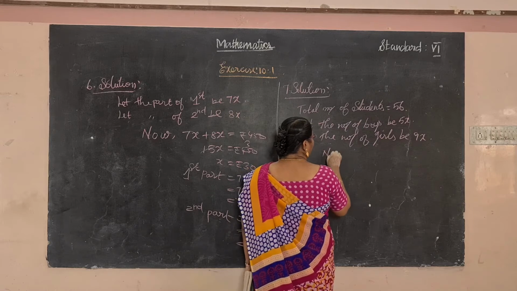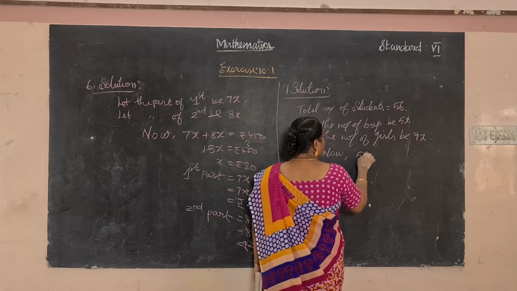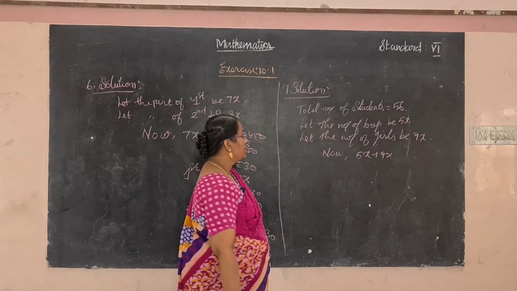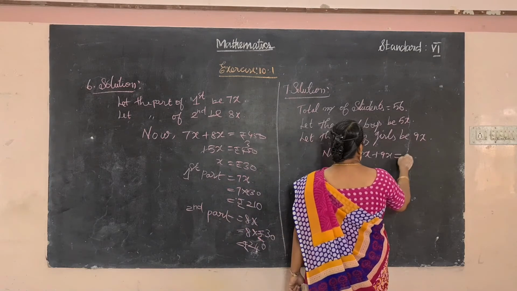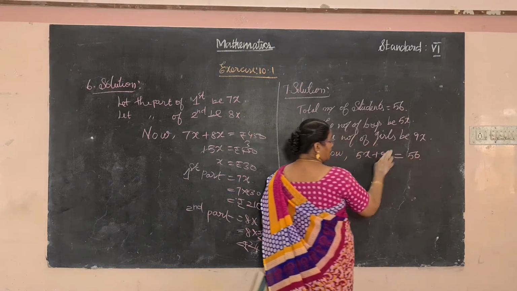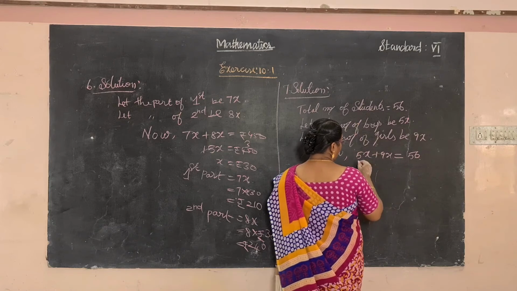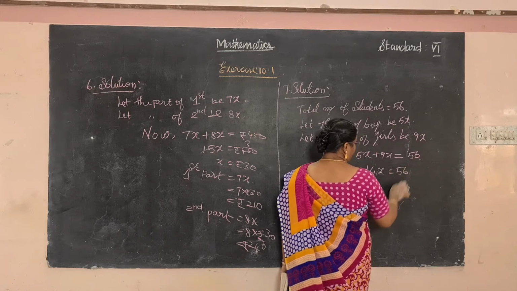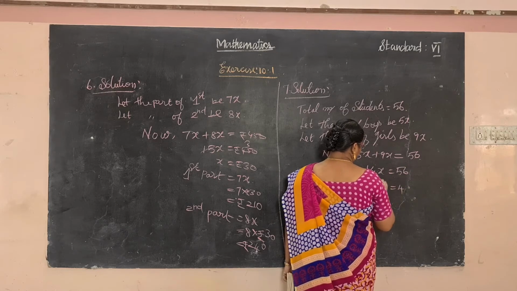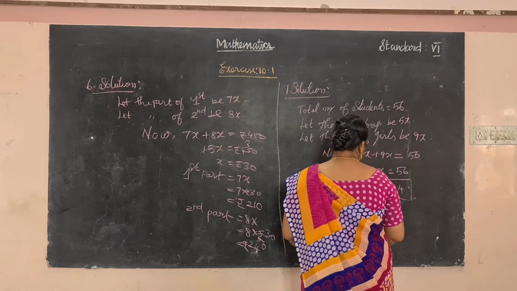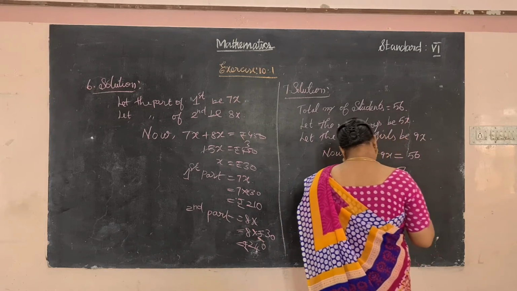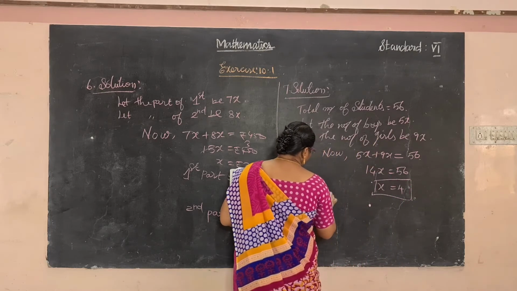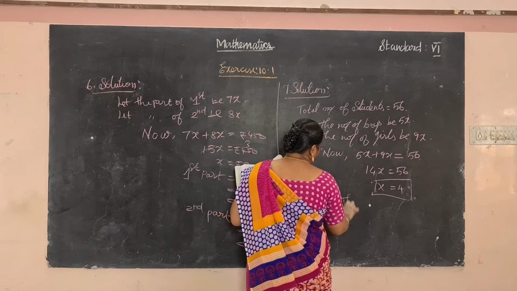So now 5x plus 9x, is it? The sum of boys and girls is equal to the total number of students. Both of them together make the total number of students. So 5 plus 9, 14x is equal to 56. So x is equal to 4.